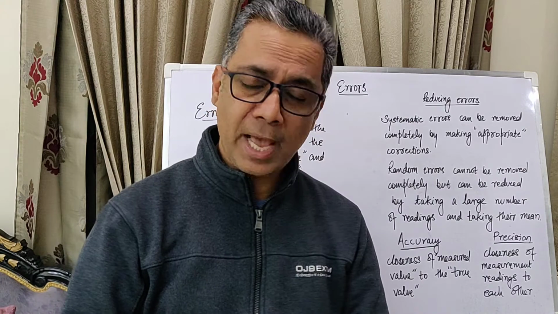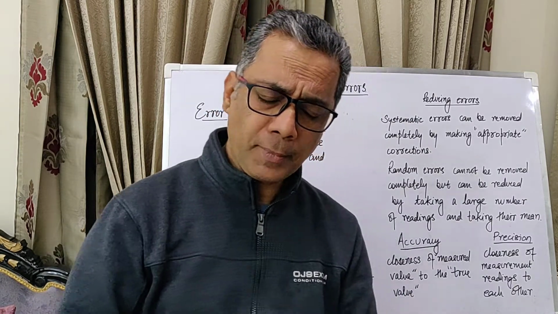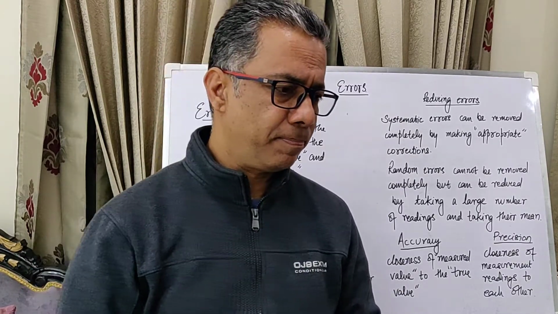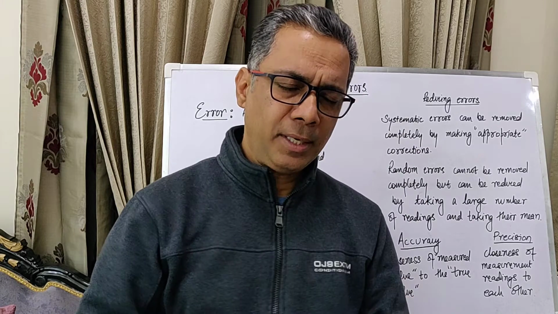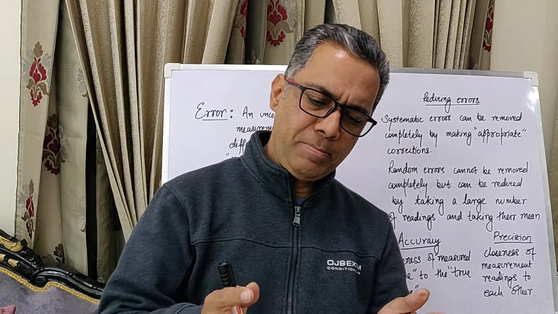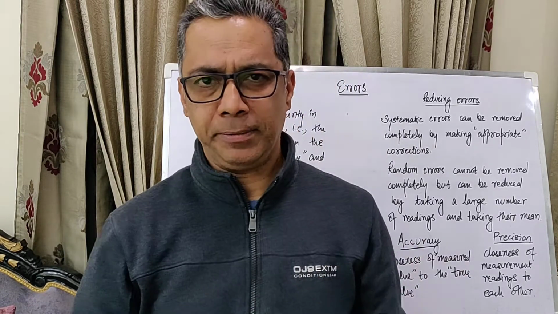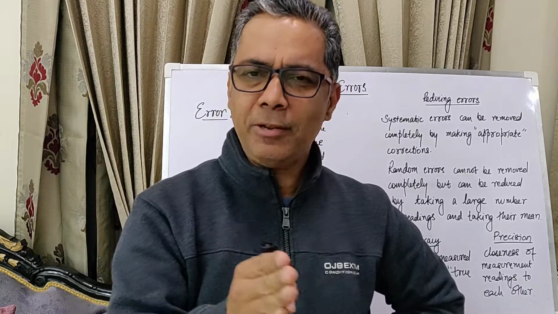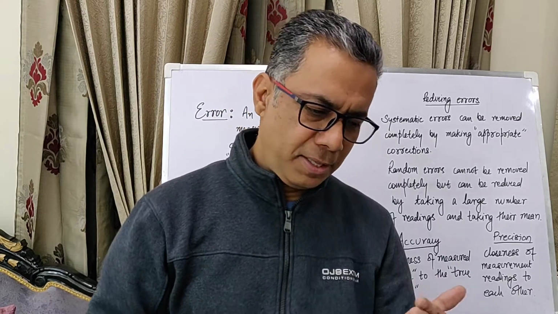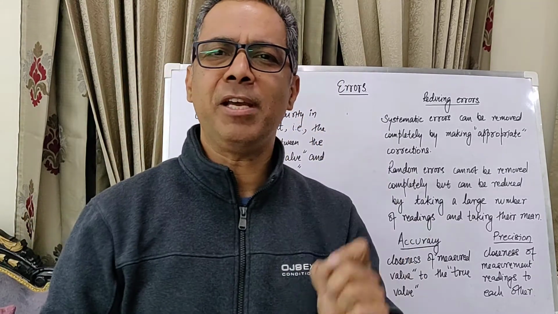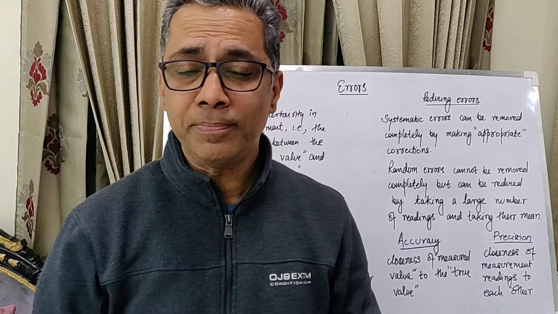So then, what exactly is an error? Well, an error is an uncertainty in measurement. Now, what is that exactly? Well, it's the difference between the measured value and the true value. Now, an interesting problem arises here as to how do we calculate this difference between the measured value and the true value. For instance, why would you be making a measurement if you knew the true value?